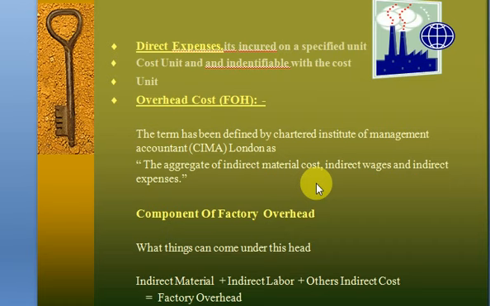Hope you understand that overhead is further divided into three categories: factory overhead, office and administrative overhead, selling and distribution overhead, which I explained in detail according to the functions. Similarly, according to the behavior, we have fixed overhead, variable overhead, and semi-variable overhead.